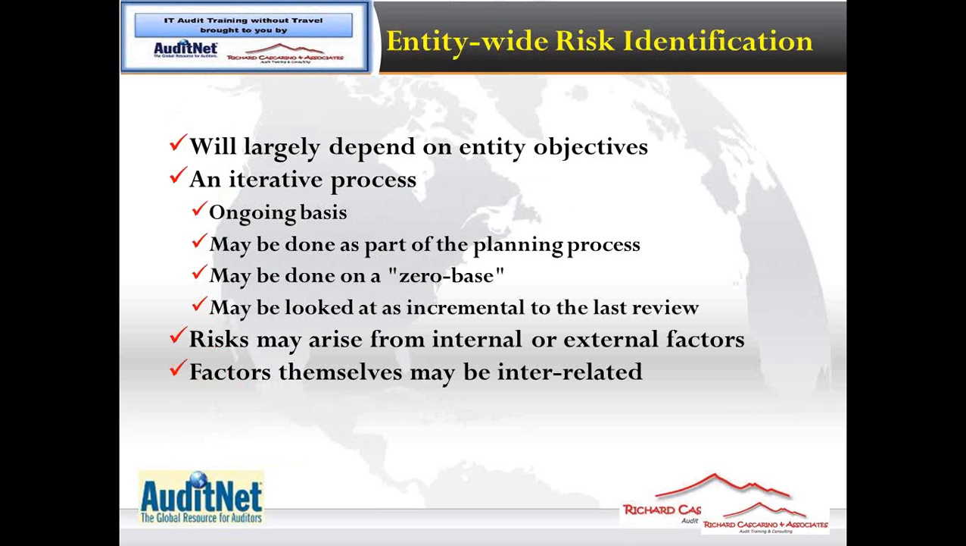So we start off by looking at the whole organization, or if you're consulting to one part or auditing one part, we might look at all of that particular entity within the organization. And we want to do an entity-wide risk identification. And that largely depends on what they're trying to achieve.